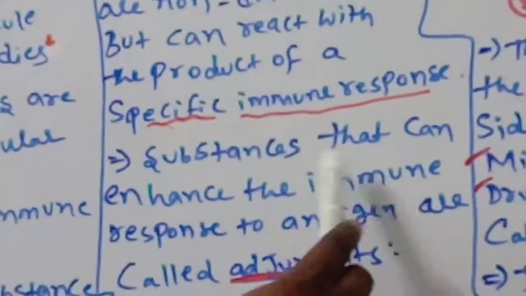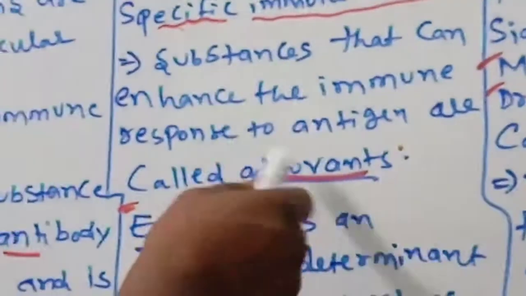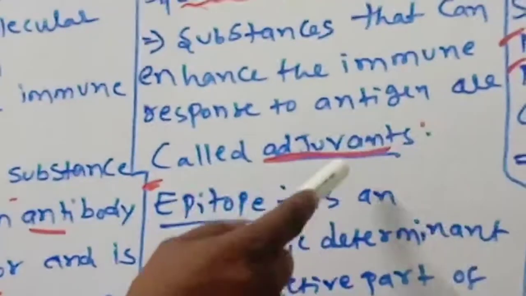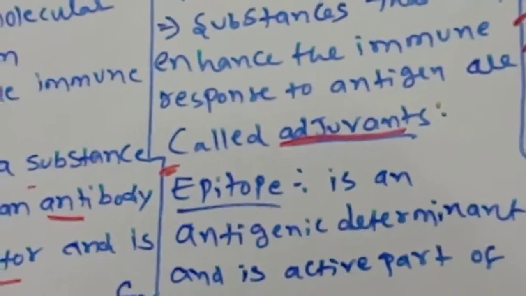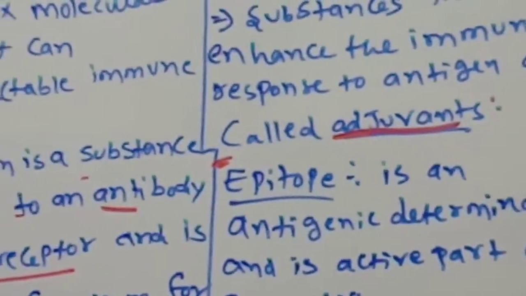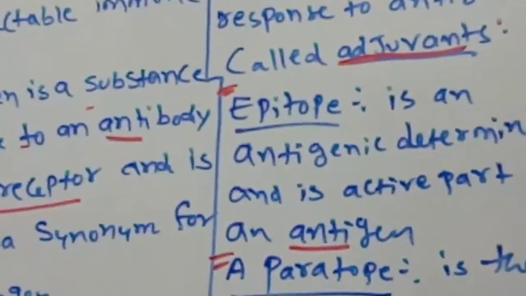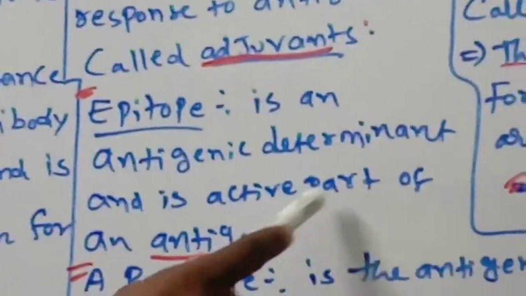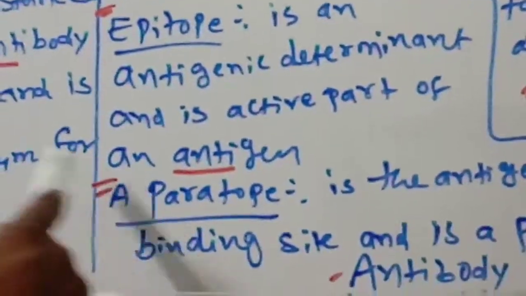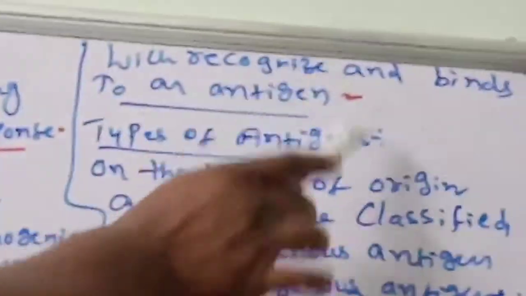Substance that can enhance the immune response to antigen are called... so the immune response will develop and be reactive towards the antigen. A substance that enhances the immune response to antigens is called an adjuvant. Epitope is an antigenic determinant and is the active part of the antigen. Paratope is the antigen binding site and is a part of the antibody, which recognizes and binds to the antigen.